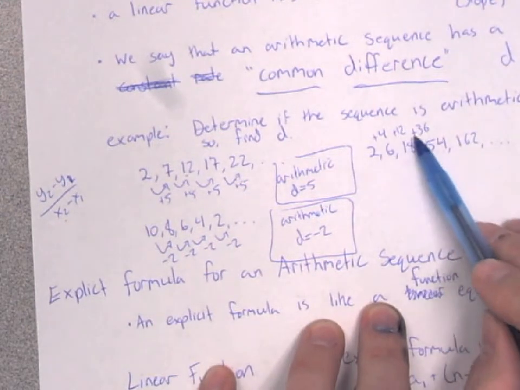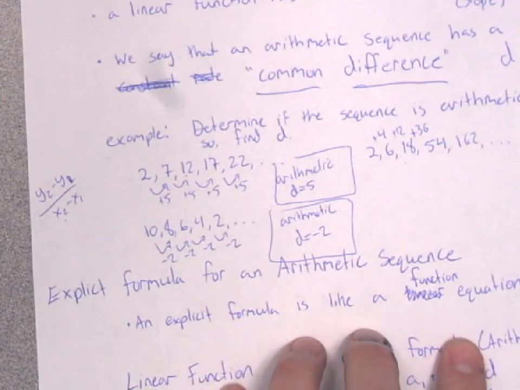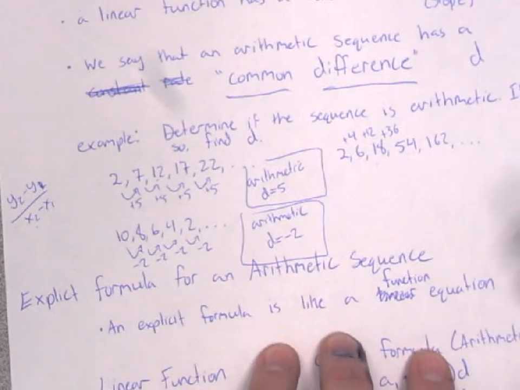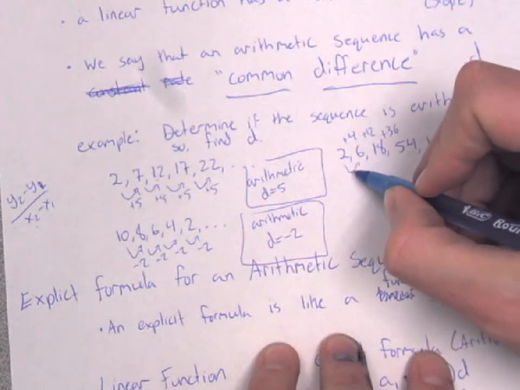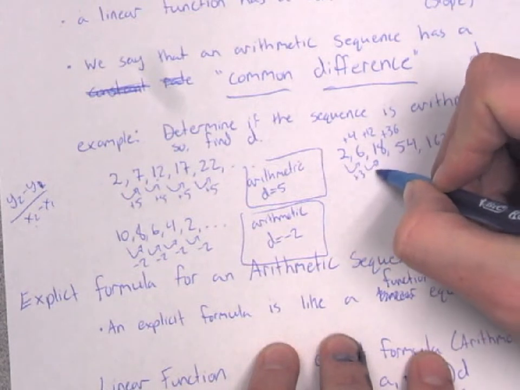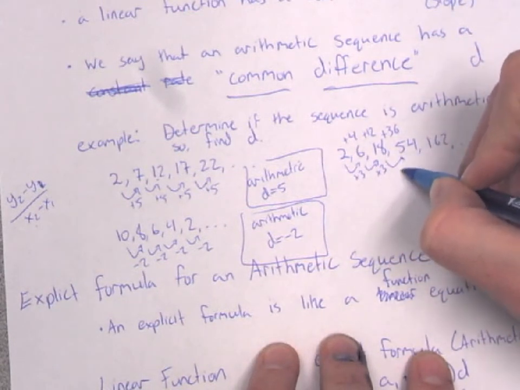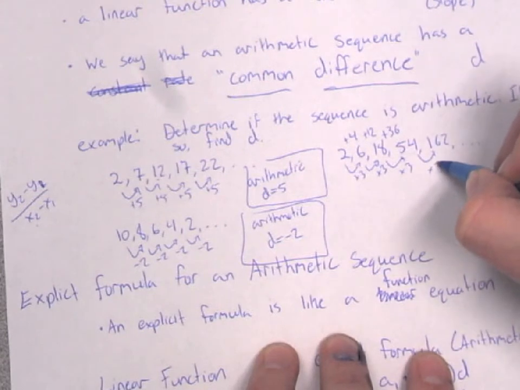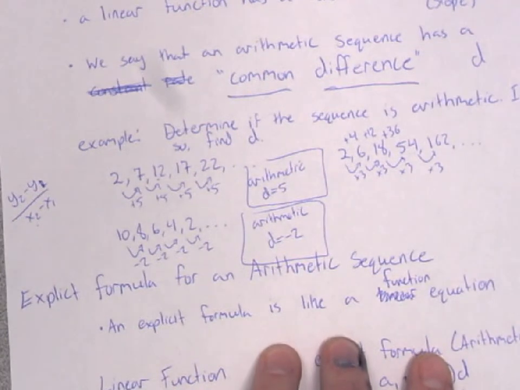So notice I'm not adding the same number every time. Now there is a pattern here. It's actually a multiply by 3 pattern. So I'm not adding the same number, but I am multiplying by the same number. Times 3, times 3, times 3, times 3, right? Okay, cool. There's a pattern, but that doesn't make it arithmetic.